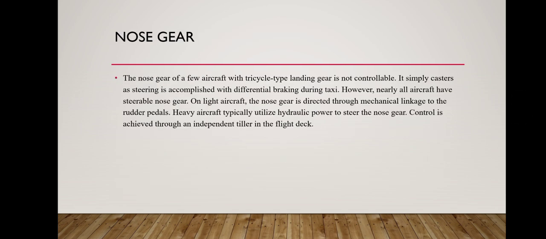The nose gear of a few aircraft with tricycle type landing gear is not controllable. It is simply a caster, as steering is accomplished with differential braking during taxi. However, nearly all aircraft have a steerable nose gear. On light aircraft, the nose gear is directed through mechanical linkage to the rudder pedals. Heavy aircraft typically utilize hydraulic power to steer the nose gear. Control is achieved through an independent tiller in the flight deck.